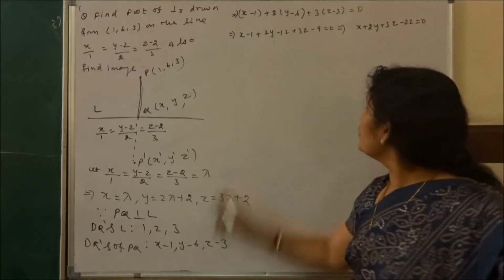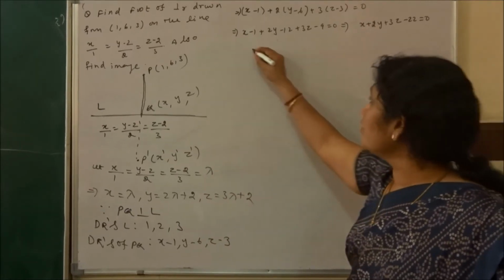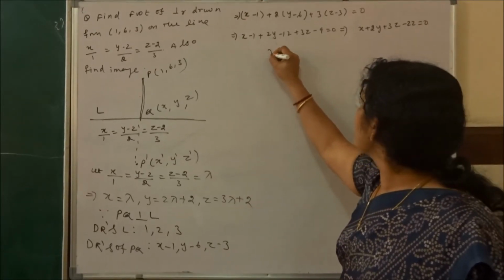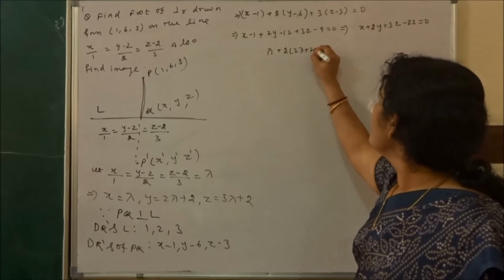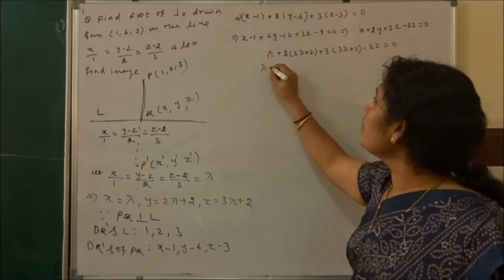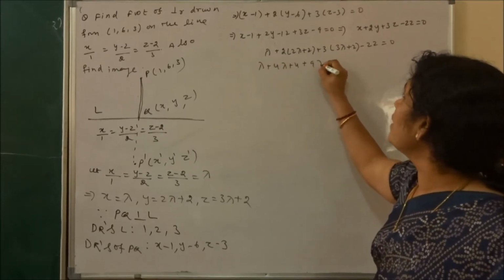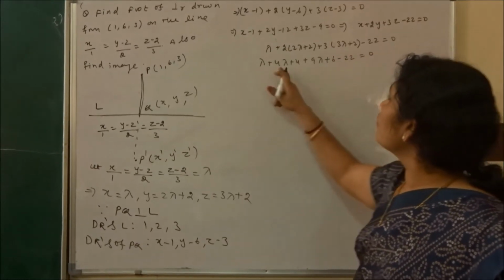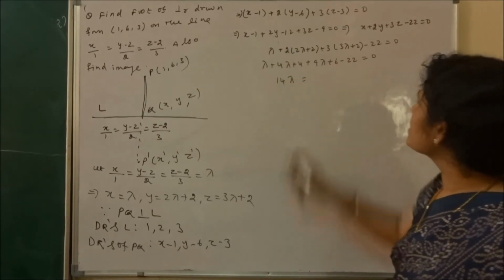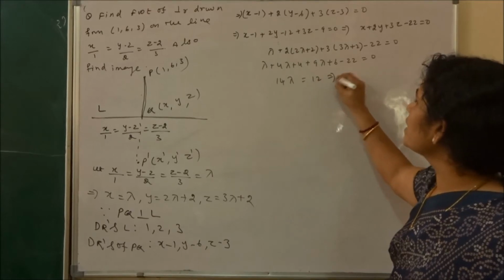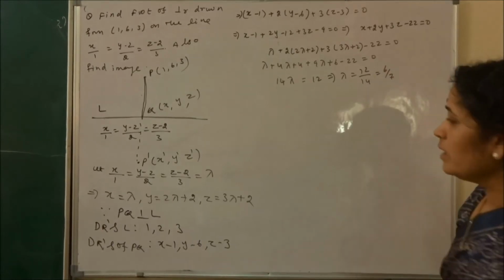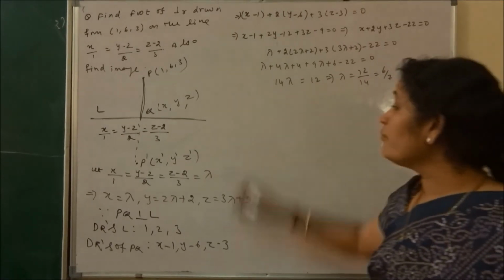Now substitute the values of x, y, z in terms of lambda here. Our target is to find lambda. Clear? That's what I am doing here. Now the value of x is lambda, plus 2 into 2 lambda plus 2, plus 3 into 3 lambda plus 2, minus 22 equal to 0. So lambda plus 4 lambda plus 4 plus 9 lambda plus 6 minus 22 equal to 0. That gives 14 lambda equal to 12, so lambda equals 12 by 14, that is 6 by 7. Clear to you what I am saying? This one clear, how I am finding lambda?